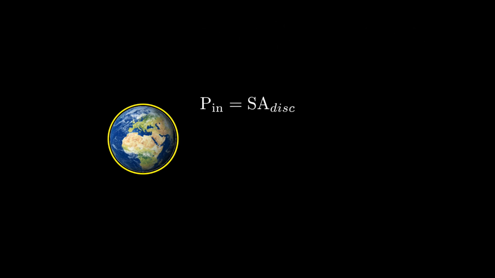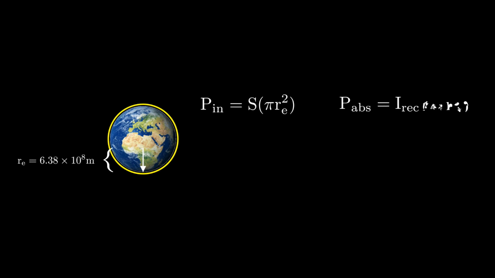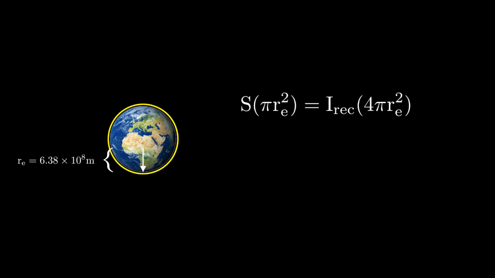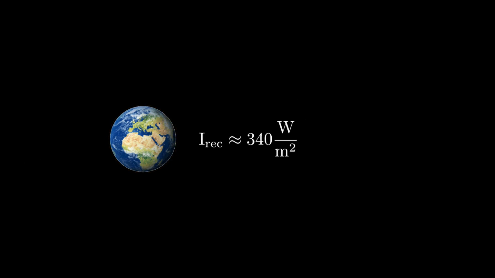We can write P_in as S, the solar constant, times the area of the disk that crashes on the surface of the Earth, and we can write P_abs as some mystery intensity, which we're trying to solve for, times the surface area of the entire Earth. Knowing the radius of the Earth, we can plug in the respective area formulas to simplify the equation like so. And then we'll set those 2 quantities as equal. From here, we can cancel out the pi's to see that S is just 4 times the solar intensity perceived by the Earth. And finally, we'll rewrite I_received as 1/4 of the solar constant, which turns out to be 340 watts per square meter.